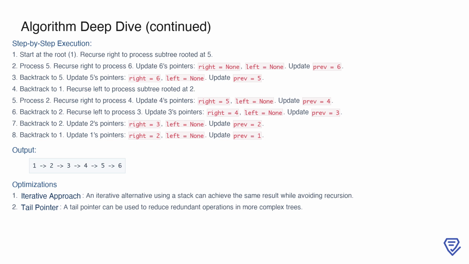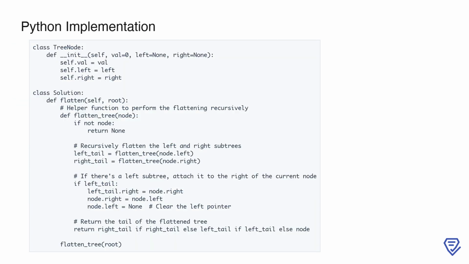The tree is now flattened into a linked list, 1-2-3-4-5-6. This process can also be optimized with iterative techniques, such as using a stack or a tail pointer, to avoid recursion while preserving the same results. This Python implementation solves LeetCode problem number 114, Flatten Binary Tree to Linked List, by recursively transforming the binary tree into a right-skewed structure in place.